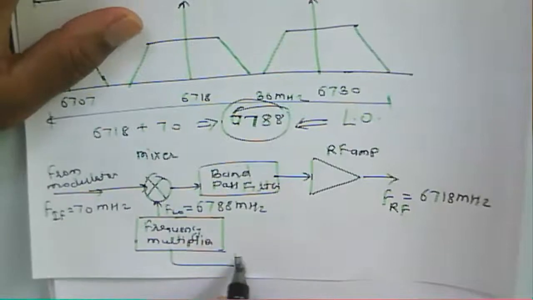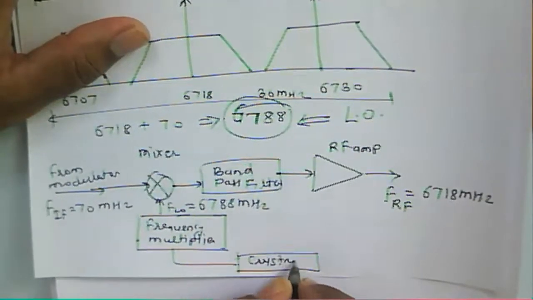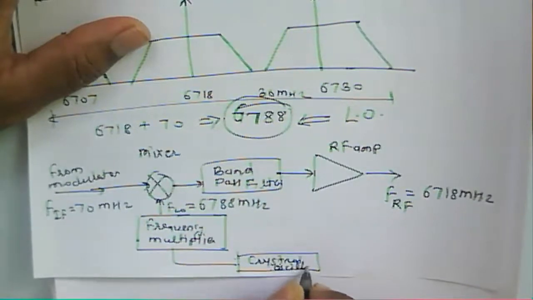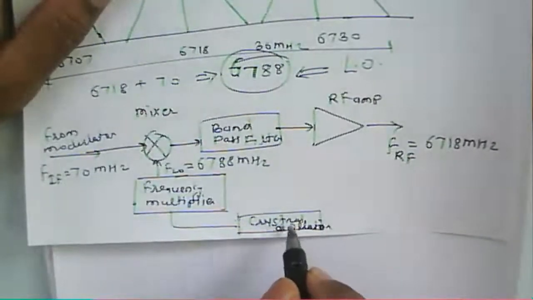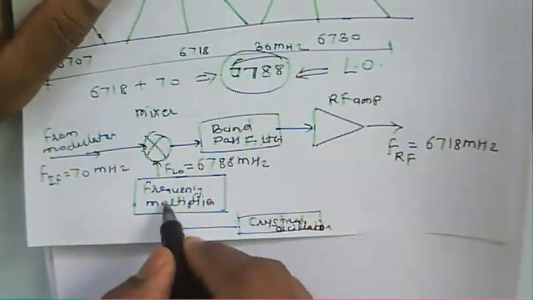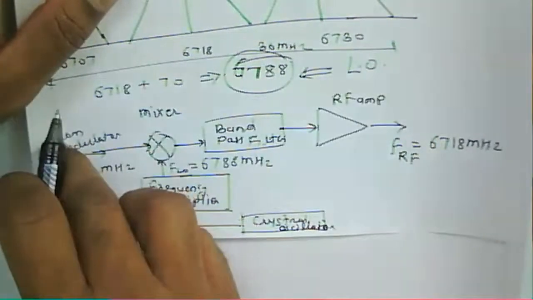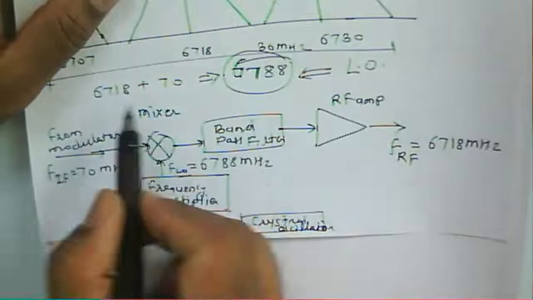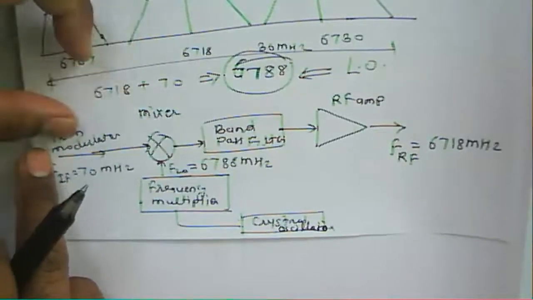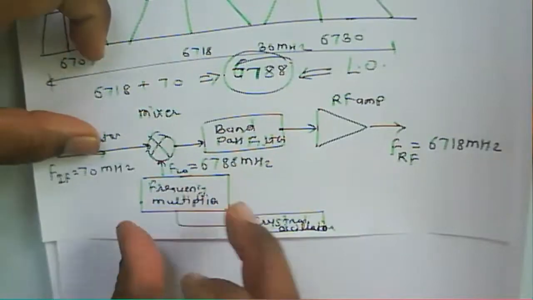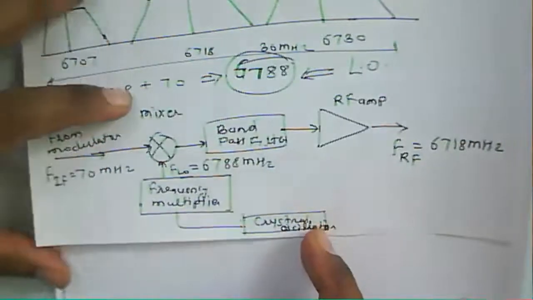So for the frequency multiplier, we will provide the input from the crystal oscillator, because that much frequency is not generated by the oscillator there. So the output of this crystal oscillator is given to the frequency multiplier. So we'll get that up conversion. So now this up conversion is only a single stage. Means we have the input, we have the local oscillator output, we are mixing, we'll get that output of 6718.